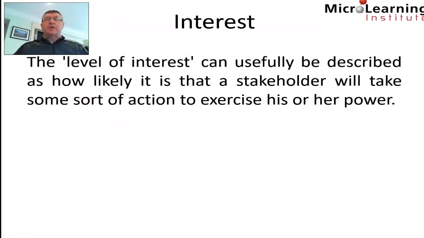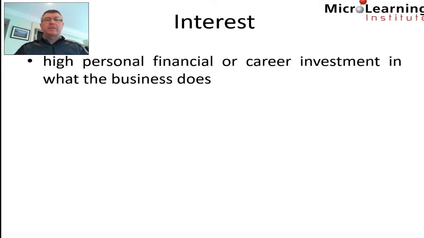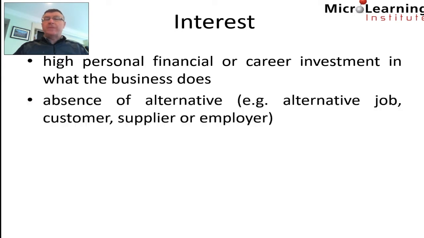Firstly, let's look at interest and what that means. The level of interest of a stakeholder can be described as how likely it is that a stakeholder will take some sort of action to exercise his or her power on the organization. Interest can be influenced by perhaps having a high personal, financial or career investment in what the organization does, or perhaps by an absence of alternatives, that really an individual or an entity is totally committed to one organization because they don't have an alternative of moving to another.